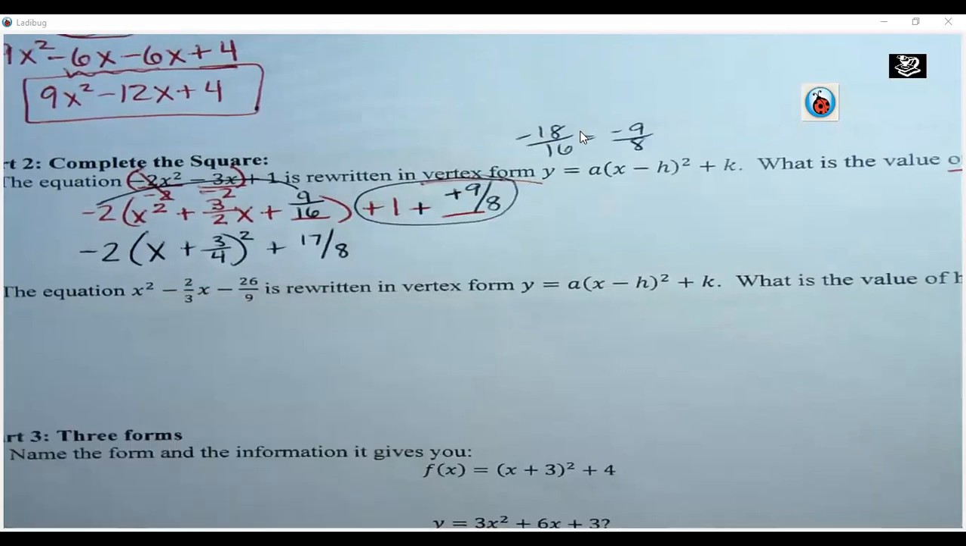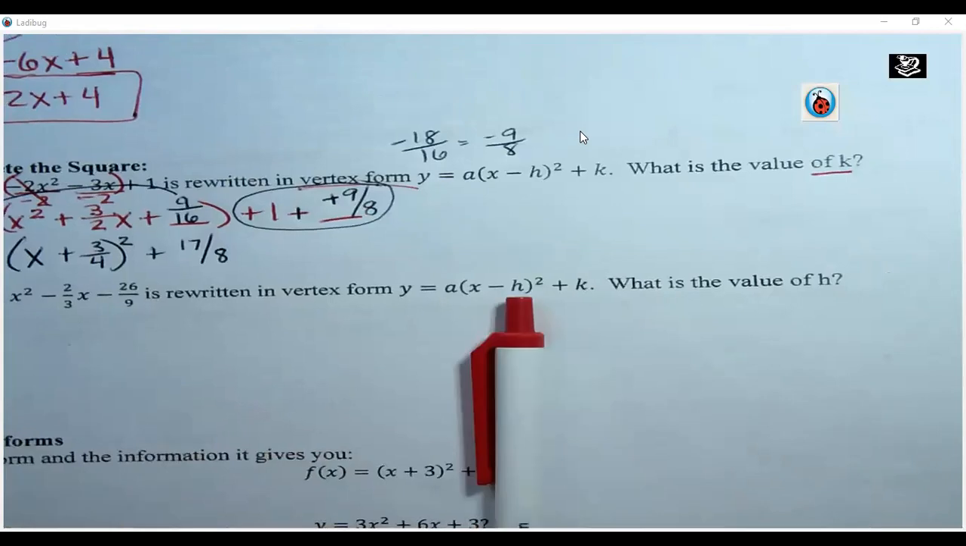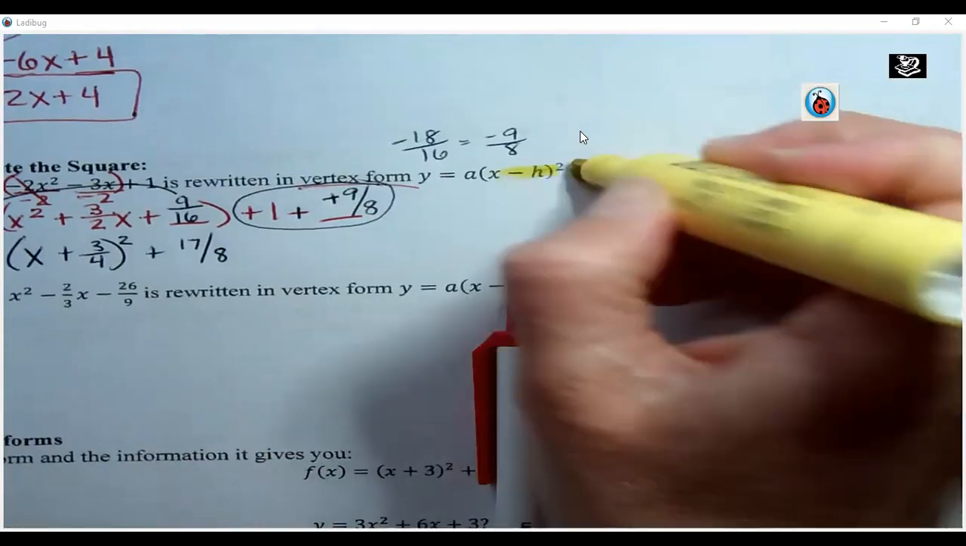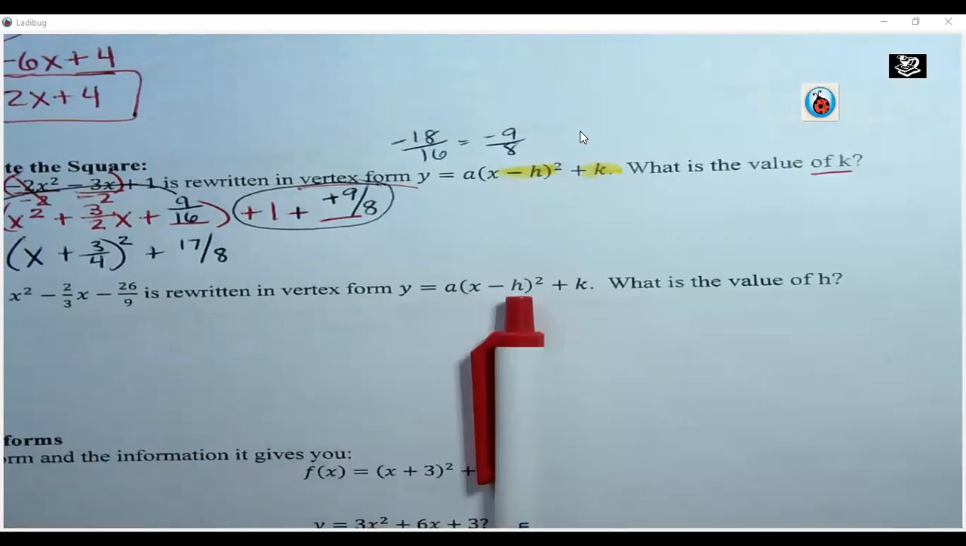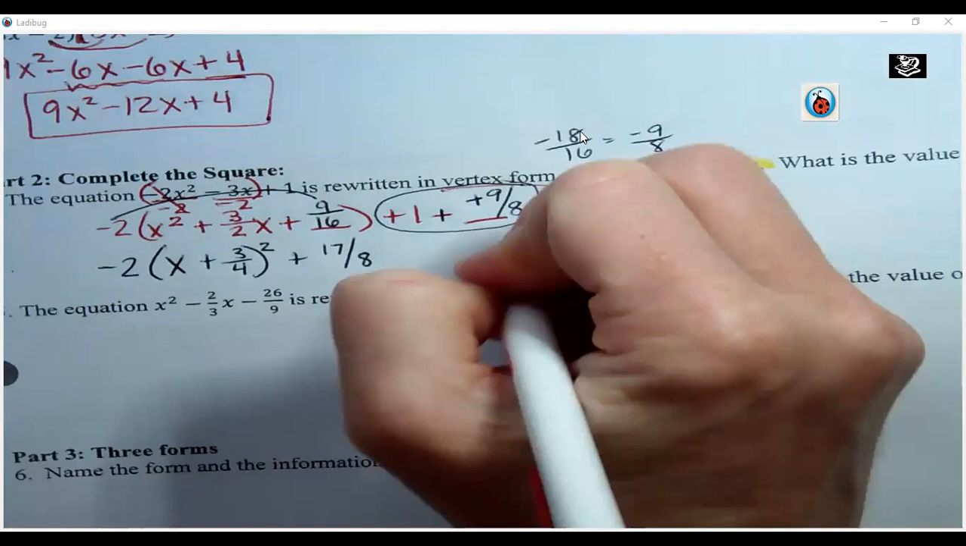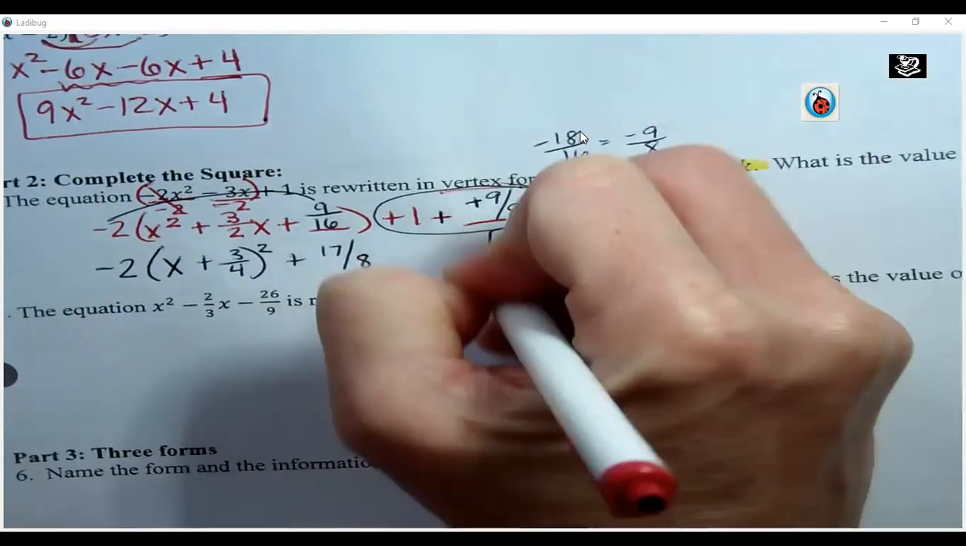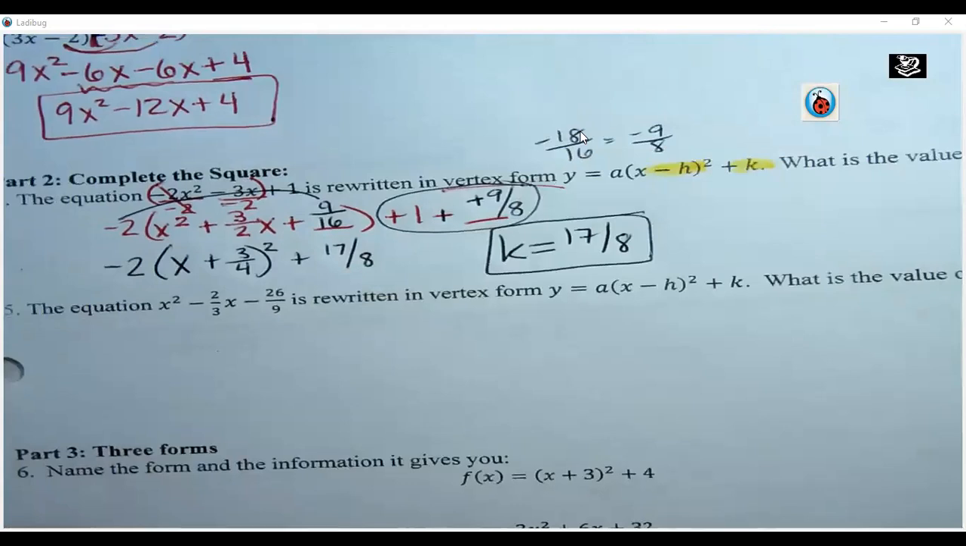Okay. All right, this one's asking for the value of k. Is k on the inside of the parentheses or the outside? Outside. And do I change the sign? No. So k is 17 over 8.